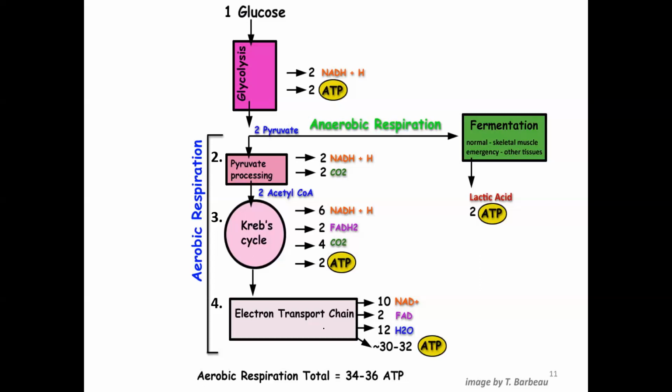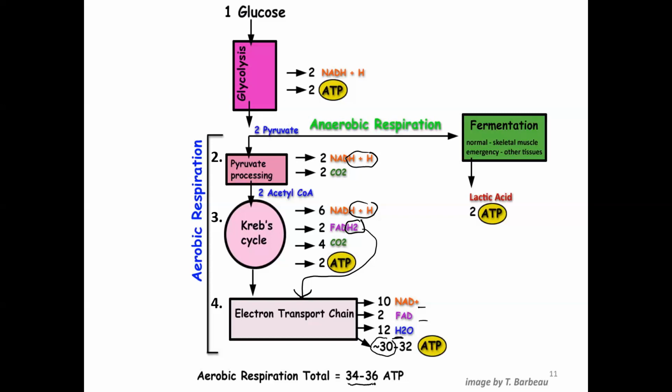Now, all the H's from here and from here go into the electron transport chain. And at the end of that, the hydrogen ions are gone. They've combined with oxygen to make metabolic water, H2O, and a bunch of ATP. So what happens here is the electron transport chain, let's say, just makes 30 ATP.